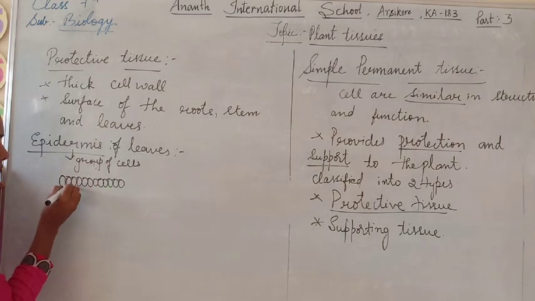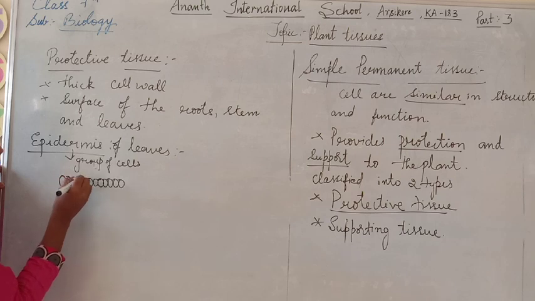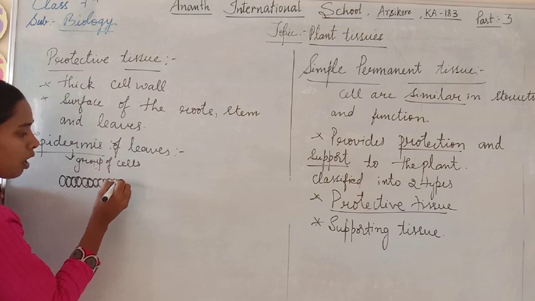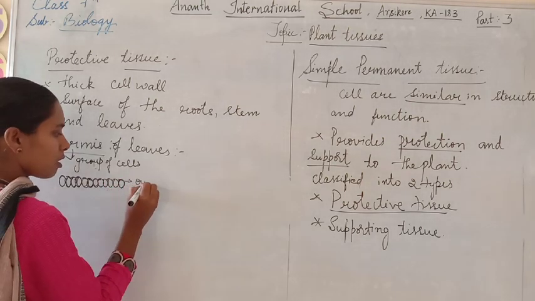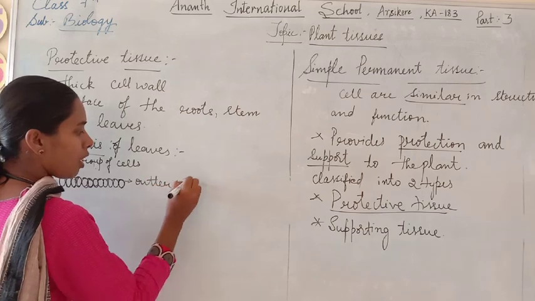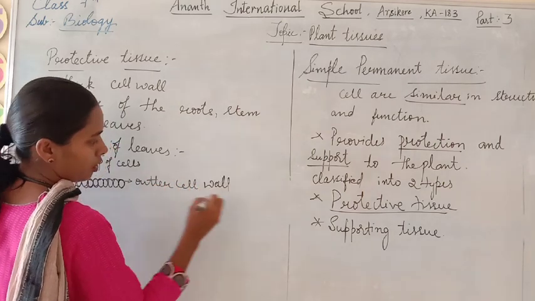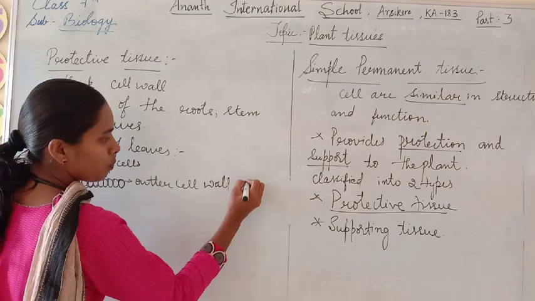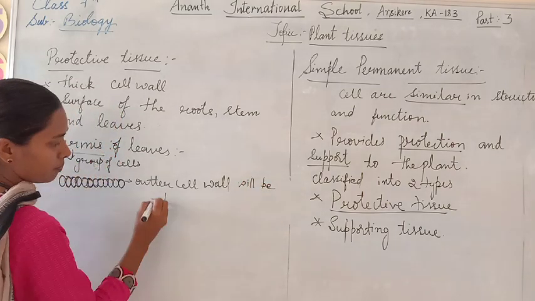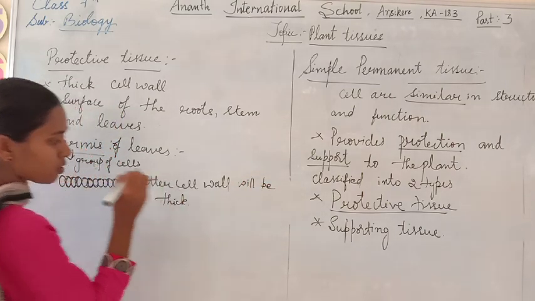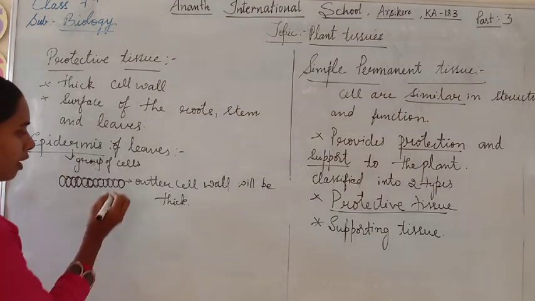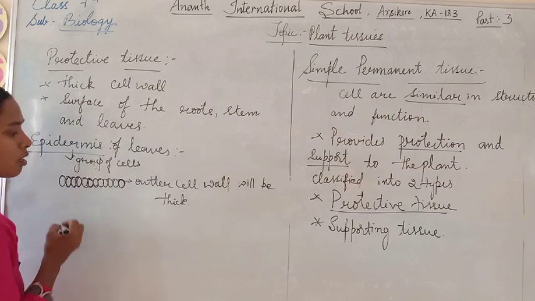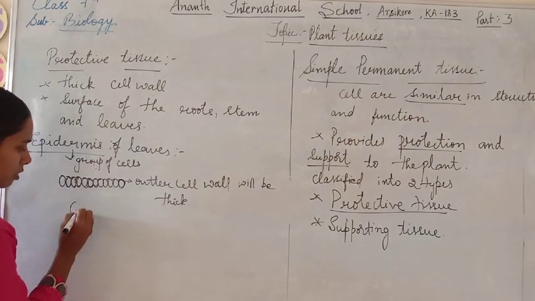Now, as you all know, in the plant cell a cell wall is present. The outer cell wall will be thick. The outer cell wall is very thick, and it will be covered with cutin.